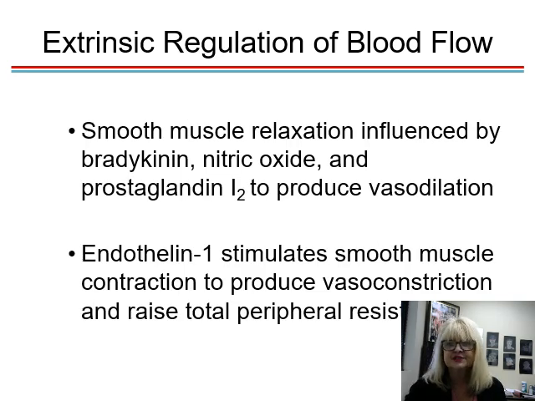Smooth muscle relaxation is influenced by bradykinin, nitric oxide, and prostaglandin to produce vasodilation. Endothelin-1 stimulates smooth muscle contraction to produce vasoconstriction and to raise the total peripheral resistance.